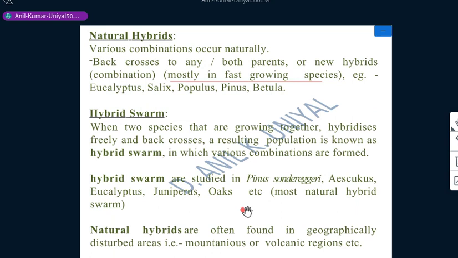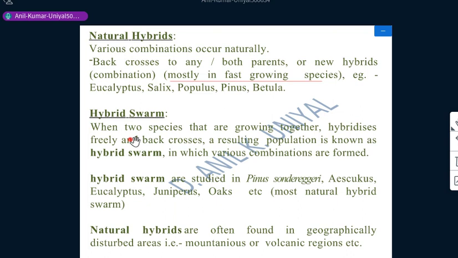Next, we have some general terminology regarding selection of trees, or for tree improvement purposes also. Natural hybrids: there are various combinations that occur in nature, or back crosses to any or both parents, or new hybrids or combinations, mostly in fast growing species like eucalyptus, salix, populus, pinus, oak also. Such types of natural hybrids are found where there are back crosses to any of the parents or both sometimes, or sometimes any new hybrid. Such types of hybrids are known as natural hybrids.